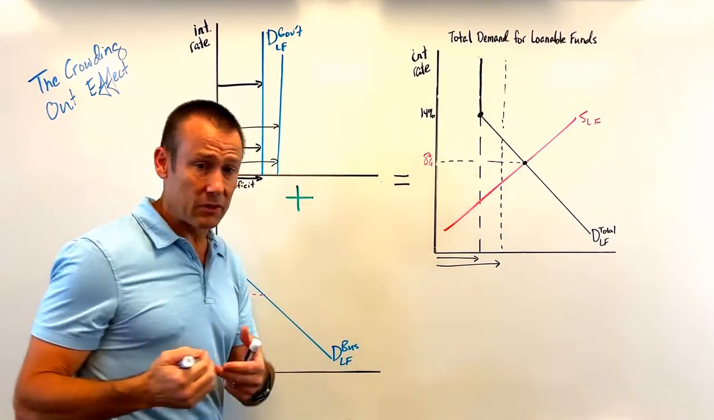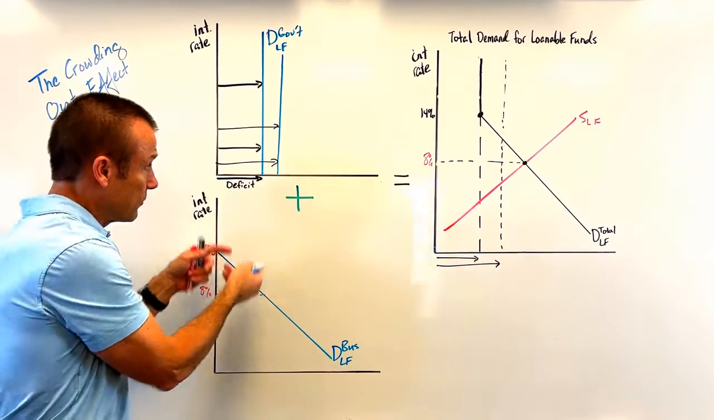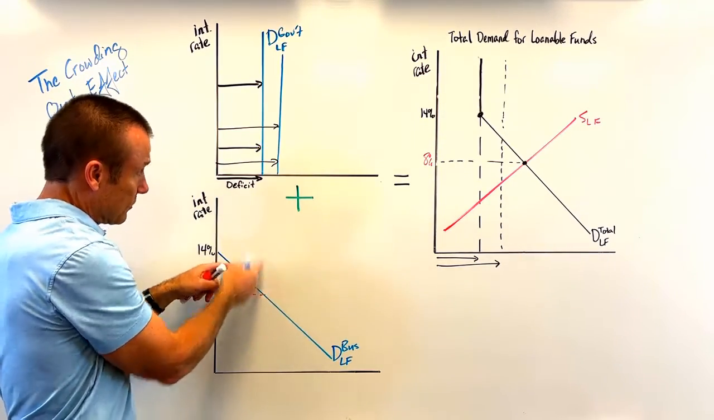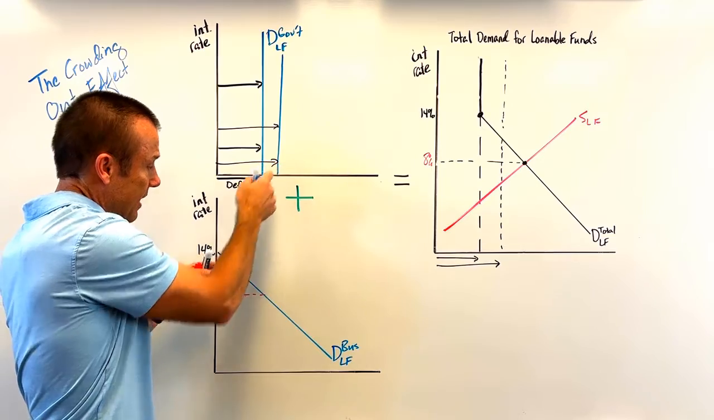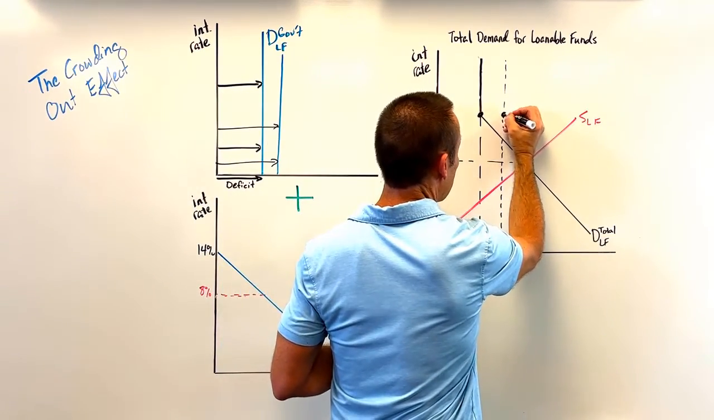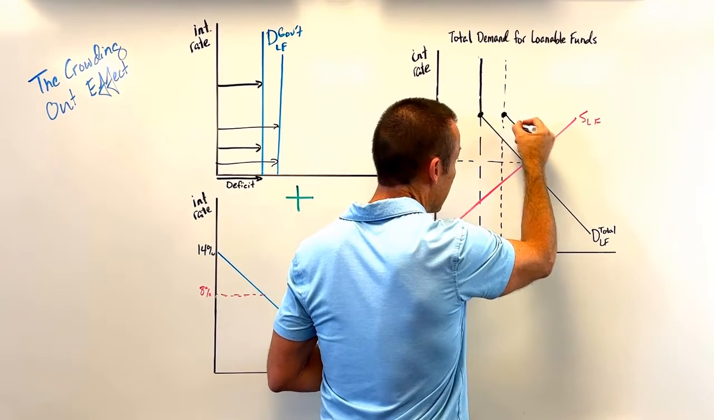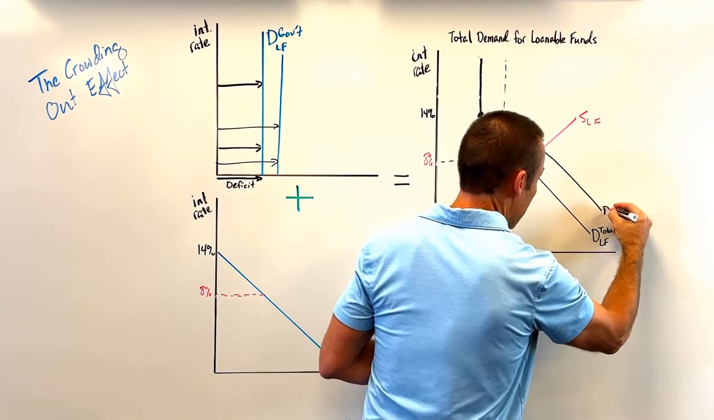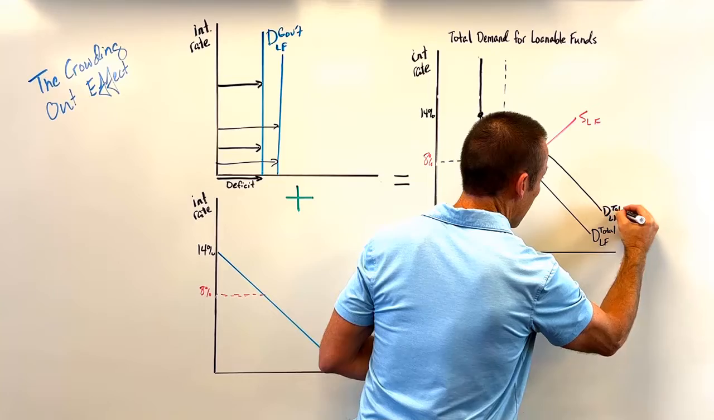So I now need to add this curve to this curve, right? I had added it to that one, but now I've got to add it to that one. So I go back to that 14%, put that dot right there, and I draw it down. Demand for loanable funds total.